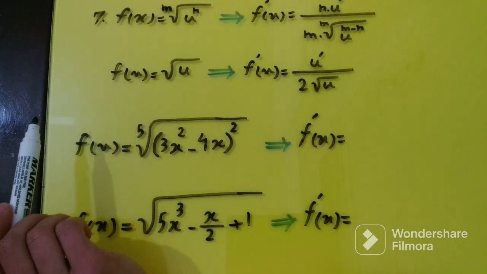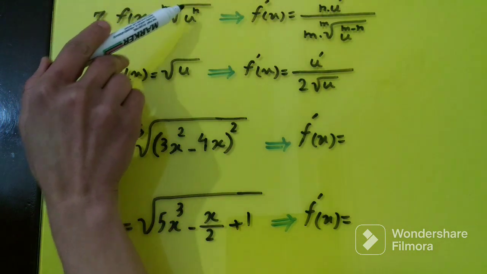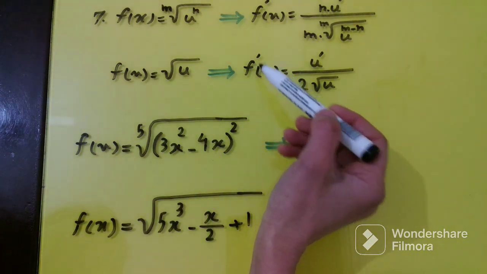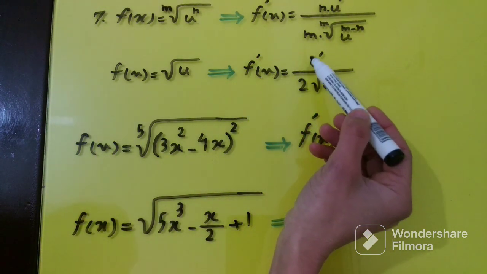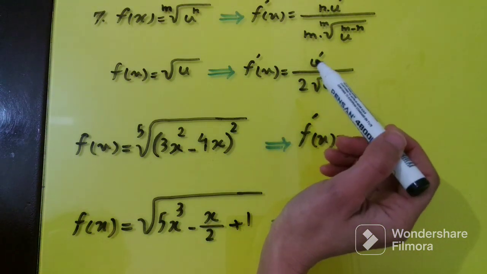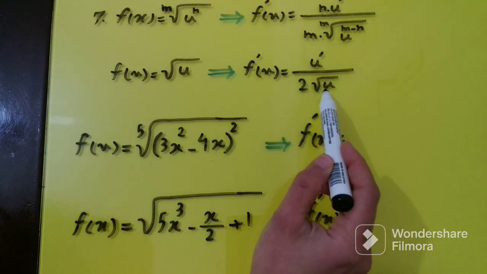In a special situation, when m is 2 and n is 1, f prime of x is just u prime for up and for down 2 times square root of u.